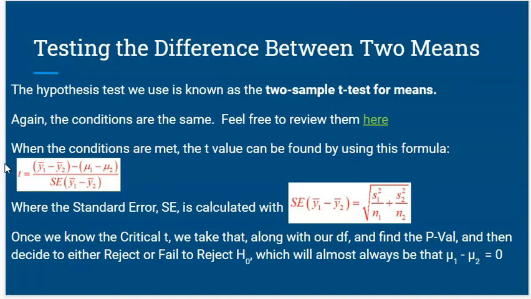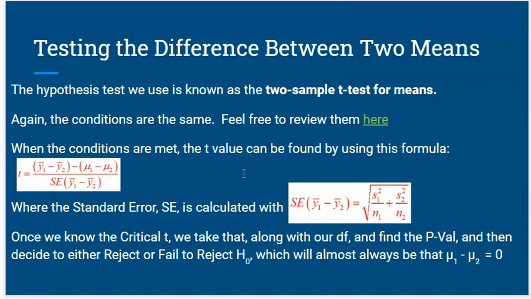You see it's just the same t-score formula as it was before. The difference in your sample means minus the difference in your population means over your standard error for the difference in your sample means. Basically, estimate minus parameter over standard error. Same formula. And again, the formula for that standard error is there.